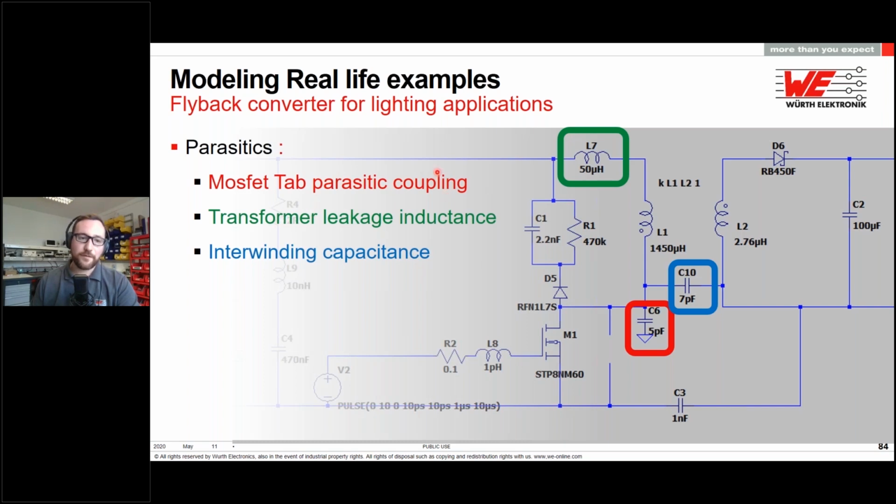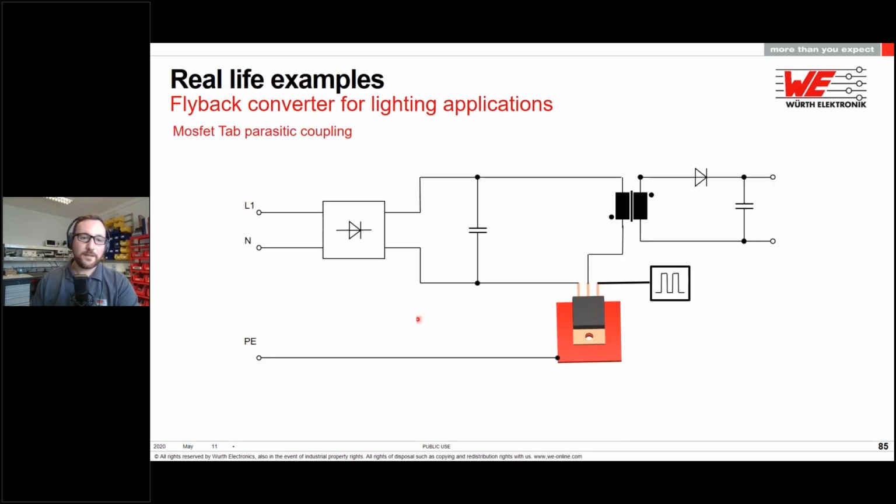We have to model a few things like the tab parasitic coupling, the transformer leakage inductance that is going to make a very high voltage here when we open the MOSFET, and the interwinding capacitance, which is going to couple this very noisy potential to the output. This is why we usually add a Y capacitor in parallel with the transformer. So here, what we can see is that the differential mode is going through the line and going back into the neutral, and the common mode on the other hand is going another way, which we were not expecting at the beginning, for example, into the heatsink of the MOSFET.